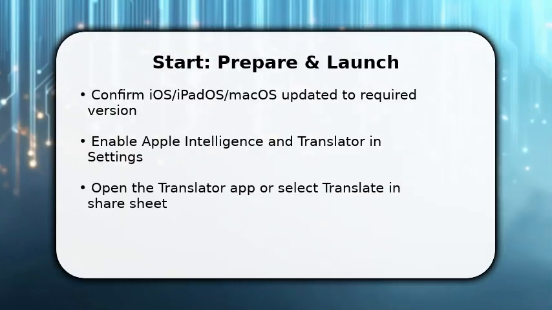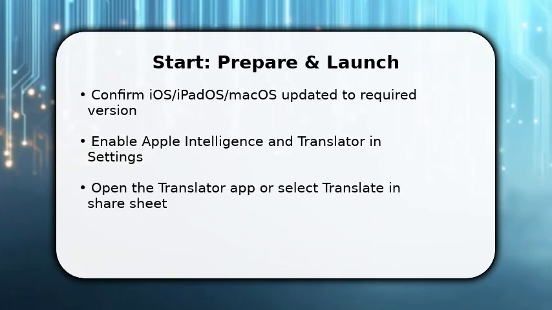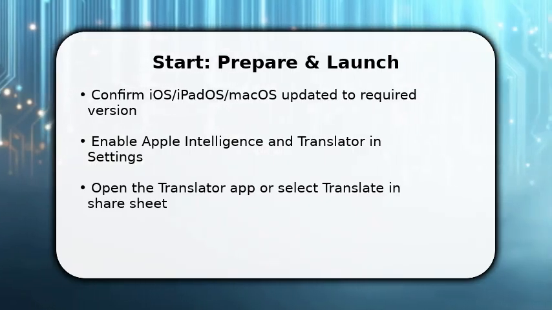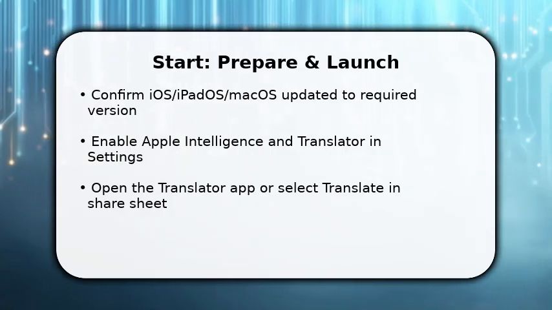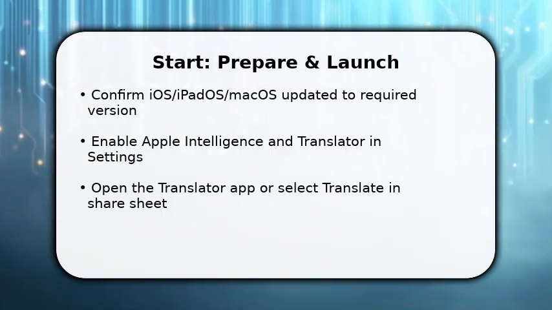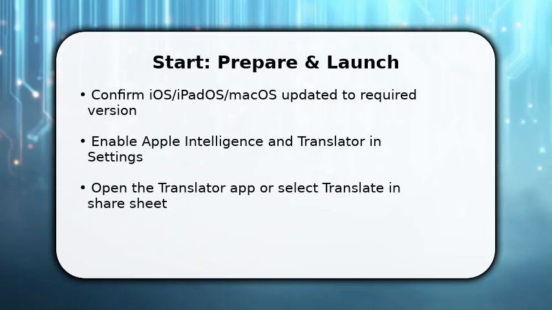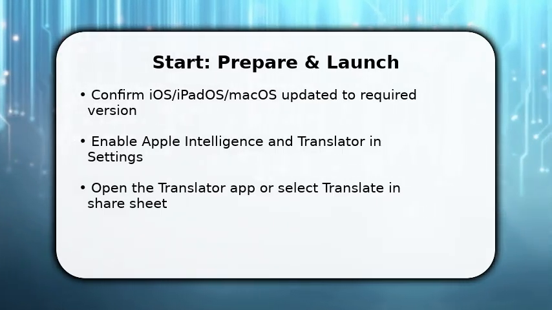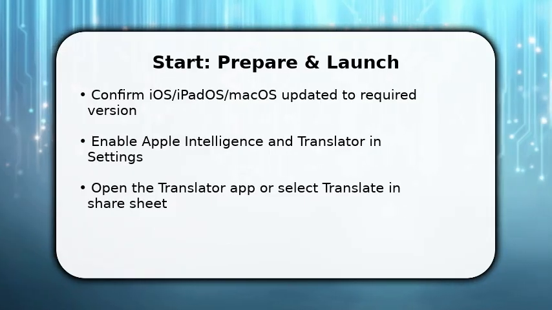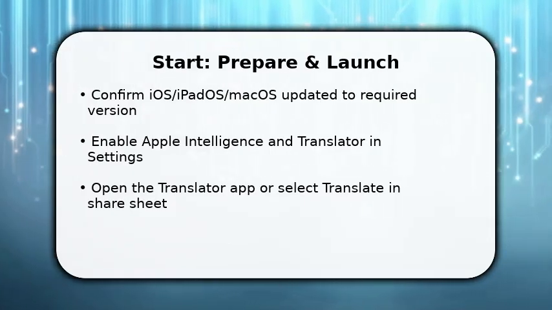You start by enabling the translator and confirming system updates so features work. Once done, open the Translator app or highlight text and tap Translate from the share sheet. You will choose source and target languages. Pick Automatic Detect if unsure. Make sure to grant microphone access for speech and allow camera if you'll translate text and images. This gets you immediately into a ready state.